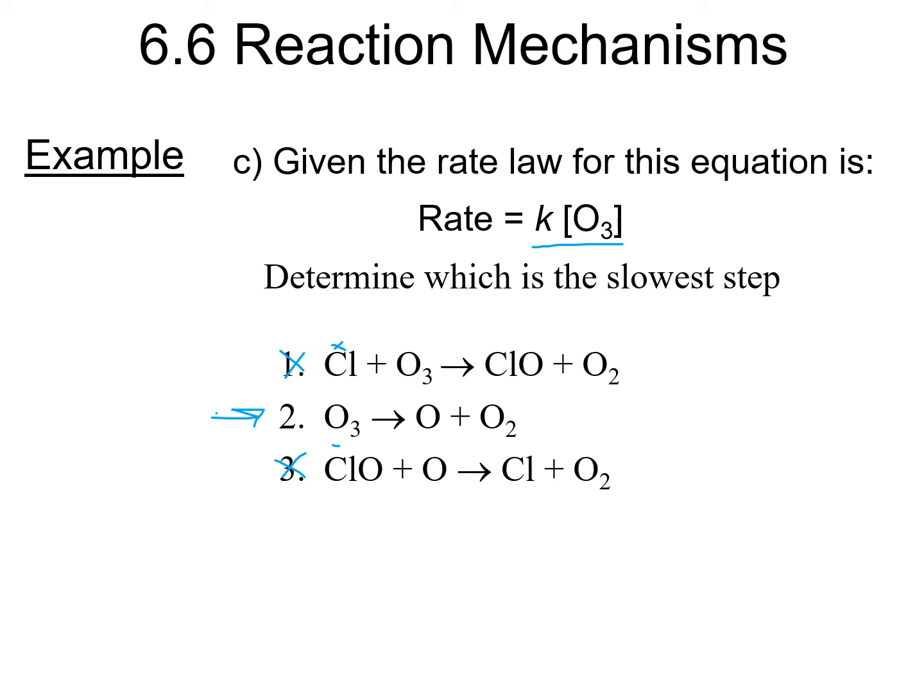So this matches this. Our exponent is 1 and 1, right? 1 and 1. So we've determined that step 2 is the slowest. There we go. That's your slow step. So if you knew that, you could go right to the rate law. And so those other two are fast.